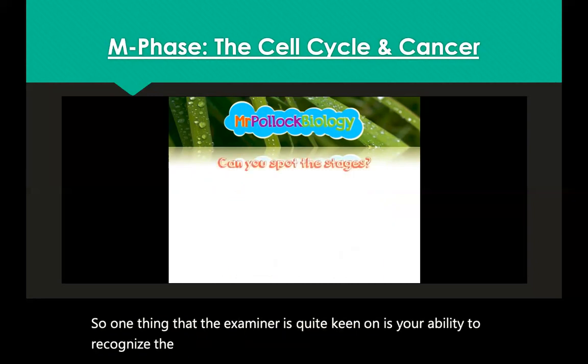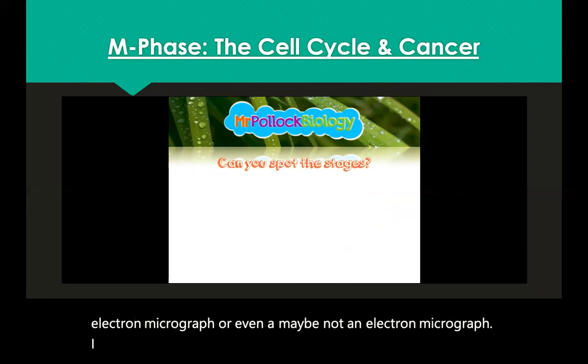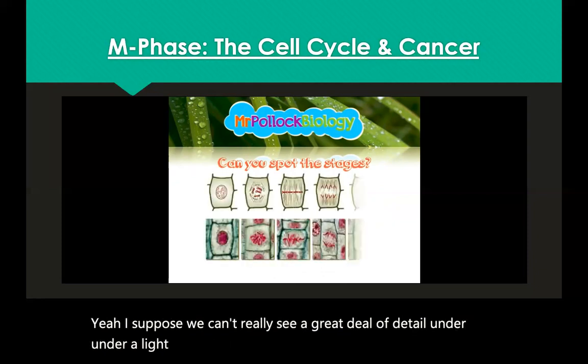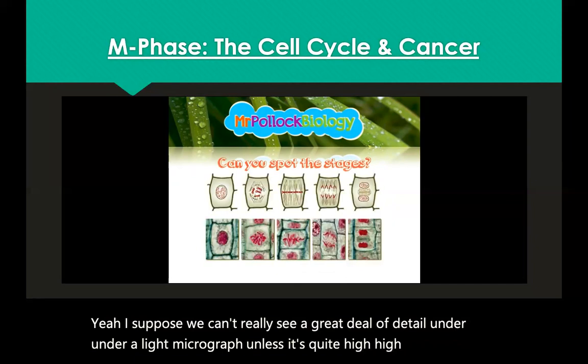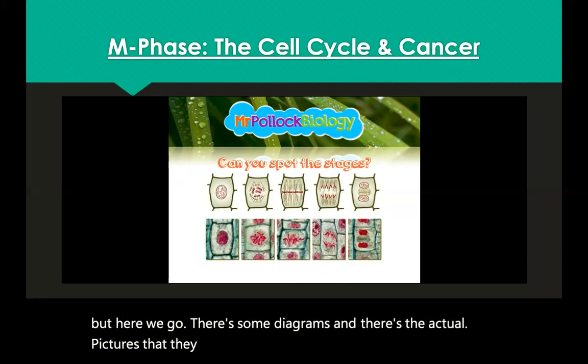cells in different stages. They might show you an electron micrograph, or even maybe not an electron micrograph. Yeah, I suppose we can't really see a great deal of detail under a light micrograph unless it's quite high magnification. But here we go. There's some diagrams and there's the actual pictures that they came from, the micrographs that they came from. Can you recognize the stages?